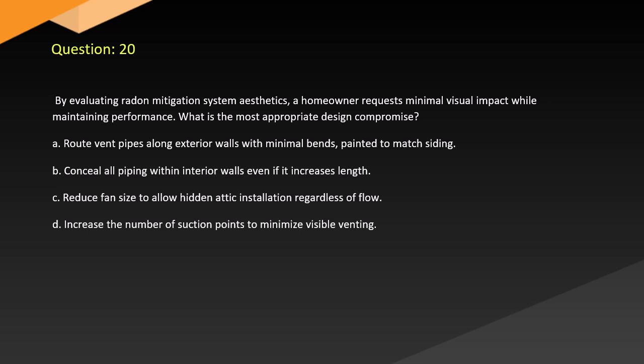A. Route vent pipes along exterior walls with minimal bends, painted to match siding. B. Conceal all piping within interior walls even if it increases length. C. Reduce fan size to allow hidden attic installation regardless of flow. D. Increase the number of suction points to minimize visible venting.